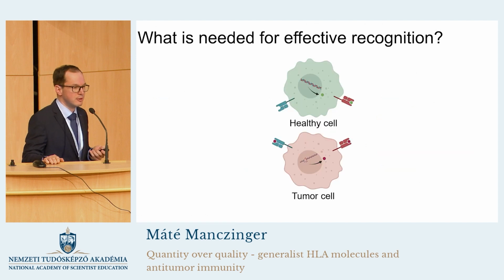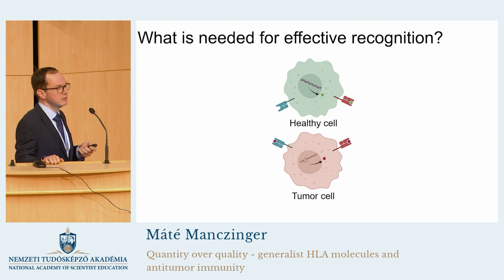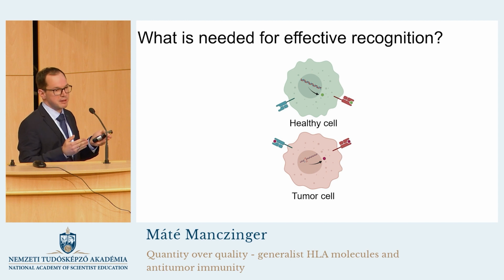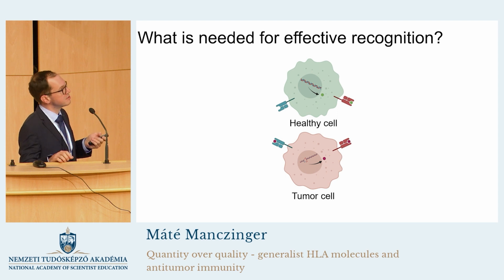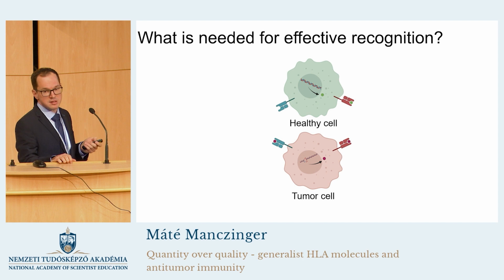So in order to understand this, we first have to look into what is needed for the effective recognition of a mutated peptide in a tumor cell. Basically, every mutated peptide has its non-mutated counterpart. These are usually 9 amino acid long peptides, and usually the difference between the mutated and normal peptide is only 1 amino acid.